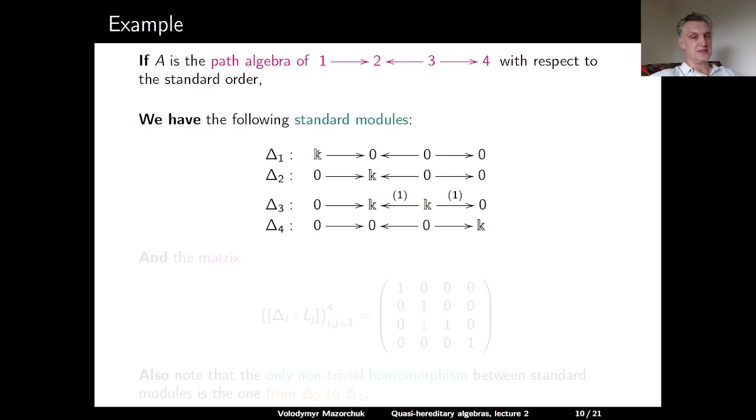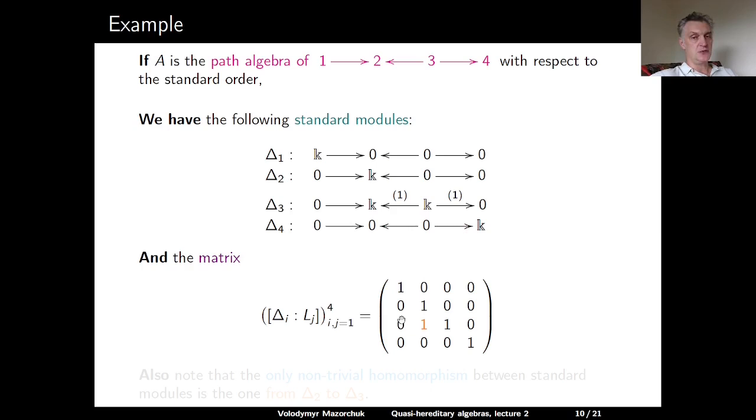Delta 1 is just L1, delta 2 is L2, delta 4 is L4, and delta 3 has simple top L3 and simple socle L2, and the identity map between them. And so we can compute this matrix of composition multiplicities of Lj in delta i. Since delta 1 is L1, this means that the first row is just 1, 0, 0, 0.